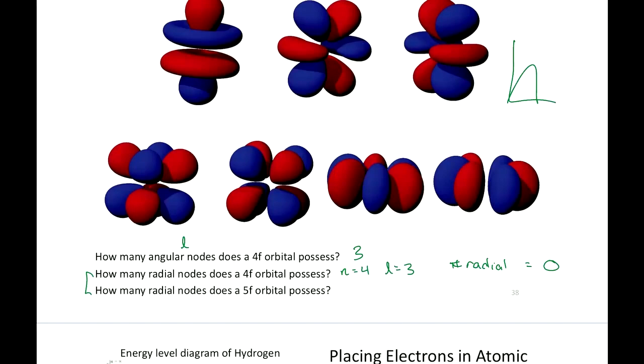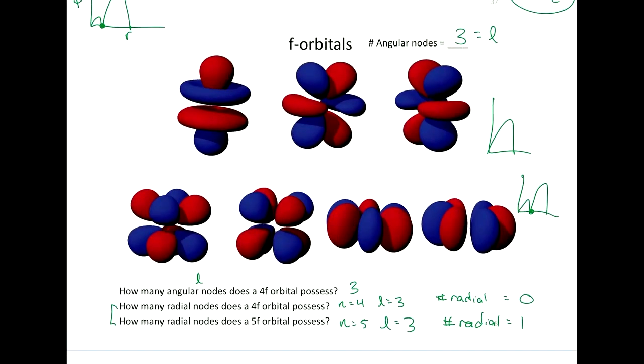Okay, then how many radial nodes will a 5F orbital have? 1, yes, because if we do the same stuff again, N equals 5, L equals 3, so the number of radial nodes will be 1. So 5 minus 3 minus 1 is 1. So if we drew the graph for this one, the graph is going to go to 0 once. It's going to look like that. Okay. All right. So those are the meaning behind all of those numbers.